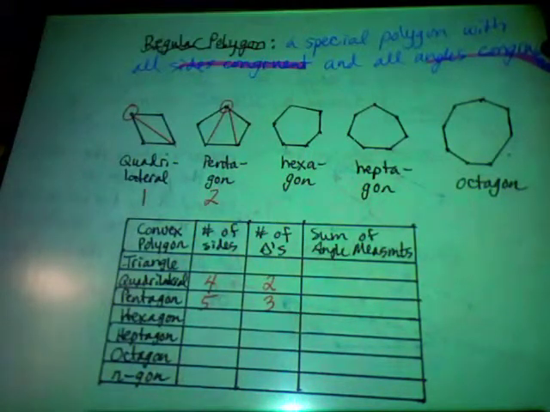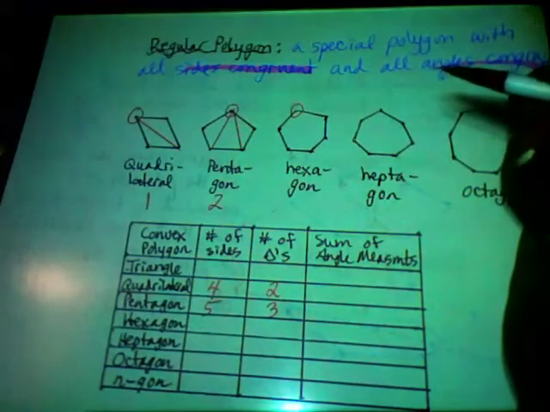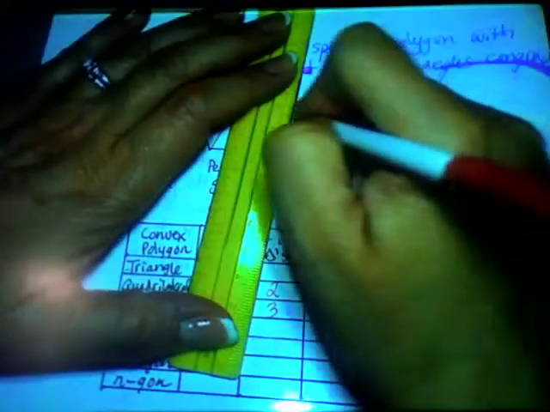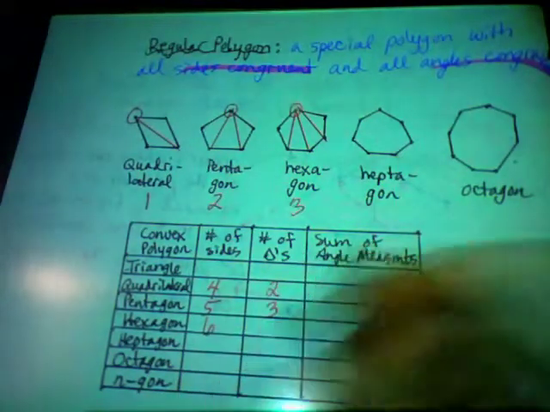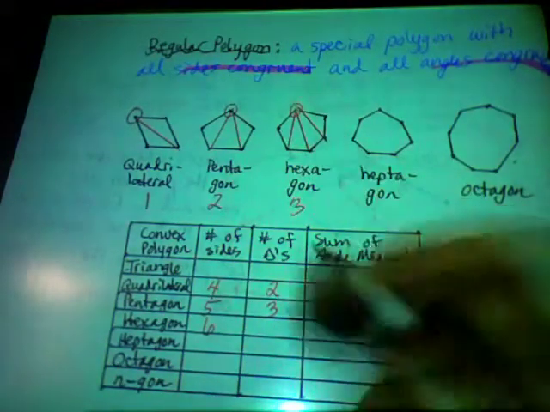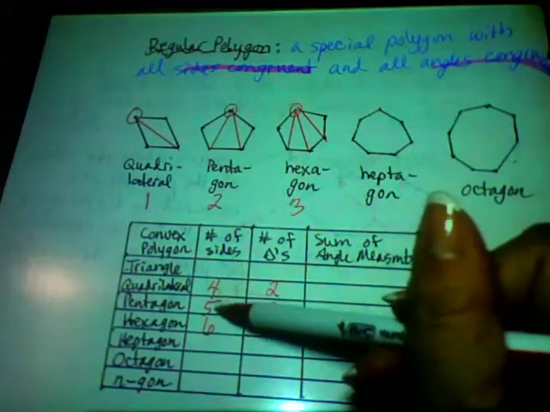Hexagon. I'm going to choose that vertex. How many diagonals? Here's one. Here's two. And here's three. Right? Three diagonals. A hexagon has six sides. And how many triangles were created? Four. So you should start to see a pattern as the number of sides increases by one.